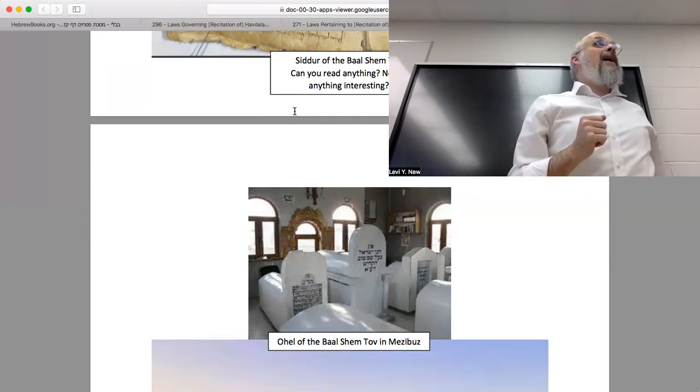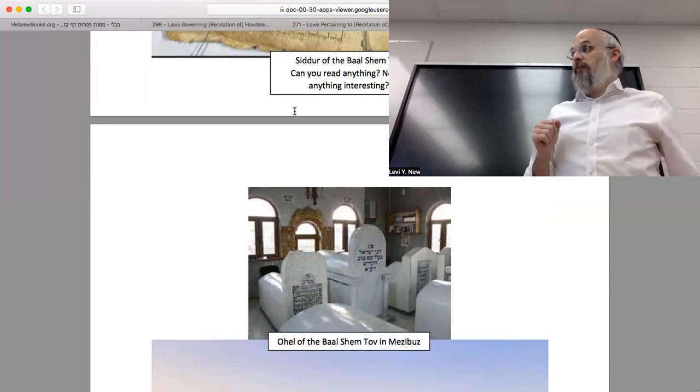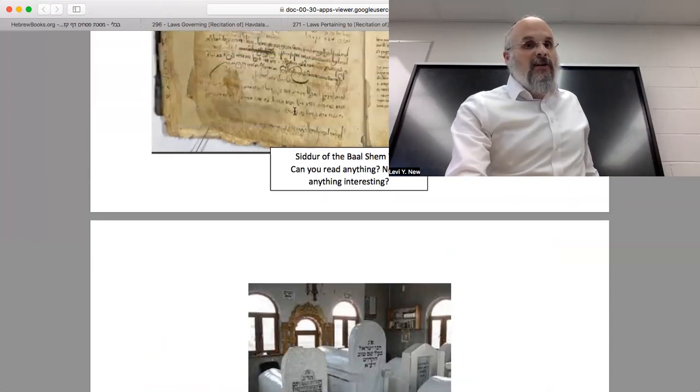Anyway, okay, so now let's talk a little bit about the Baal Shem Tov and answer the question, what was the Baal Shem Tov trying to do with Chassidus?